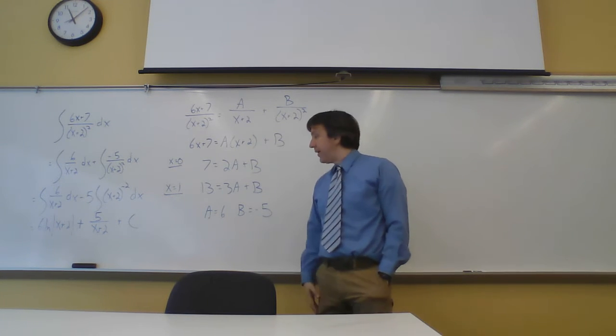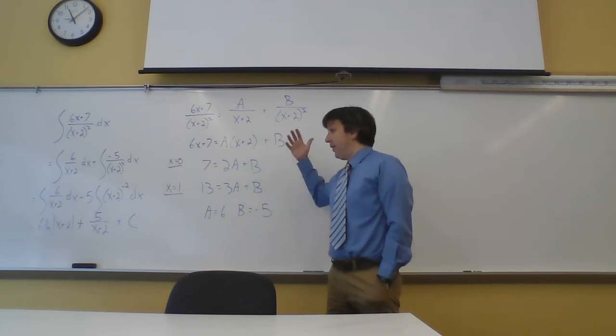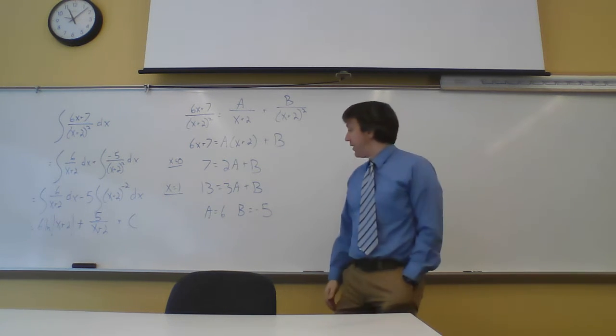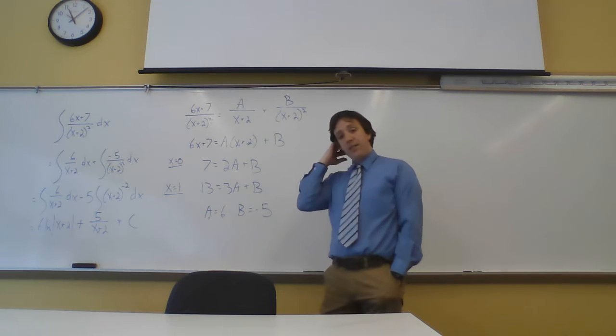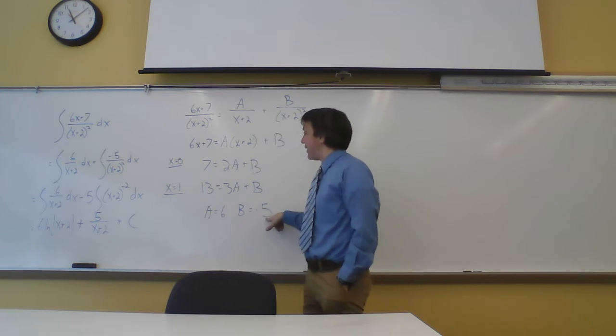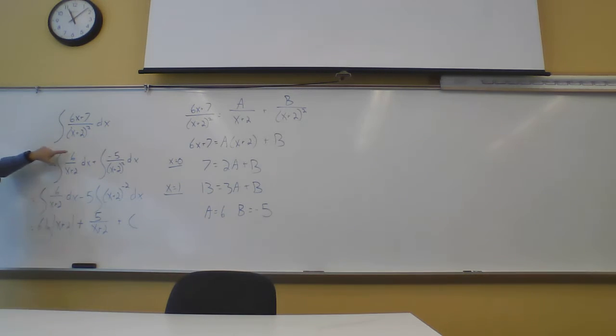And we can solve that. You can do a matrix. You can just use the elimination method if you want here. It really doesn't matter because this one's nice and small. But the matrix is easy. Anyway, you get A is 6 and B is negative 5. So I brought that back. So now I have the integral of 6 over x plus 2, and then for B, negative 5 over x plus 2 squared.